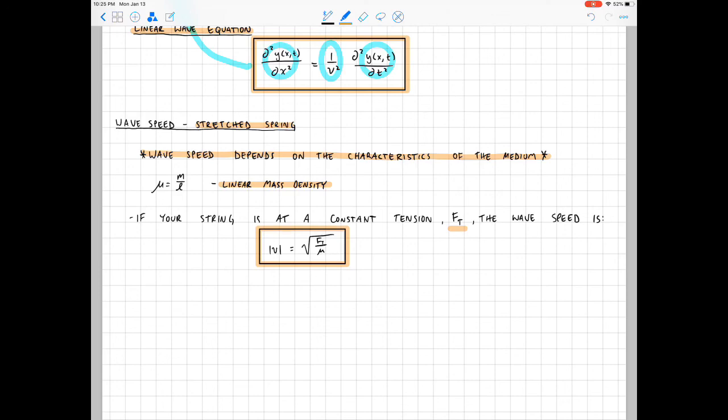We will also look at some examples where we may be given the speed at which the wave is propagating and the linear mass density, and then need to determine what the tension of the rope needs to be. And so those are all coming up. That's it.